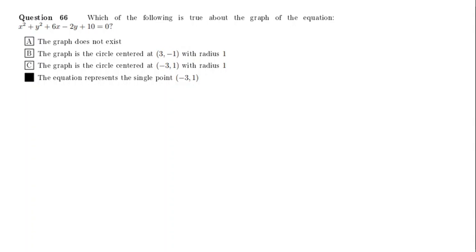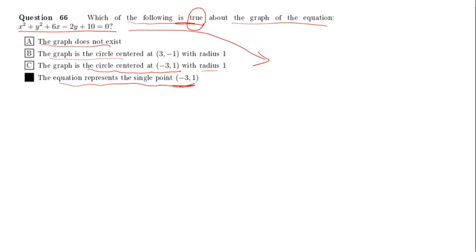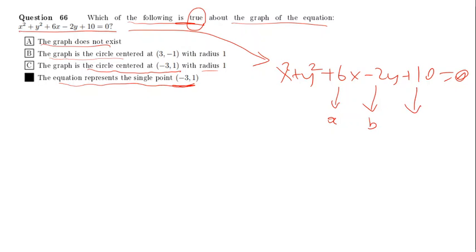Okay, here is a question about the general equation for the circle. Which is true about the graph of this equation? It says the graph doesn't exist. It's a circle centered at 3, -1, and radius 1. That's a circle centered at -3, 1 with radius 1. And the equation represents a single point, -3, 1. So which one? So we use this formula here, equal to 0. And then this is A, this is B, and this is C.